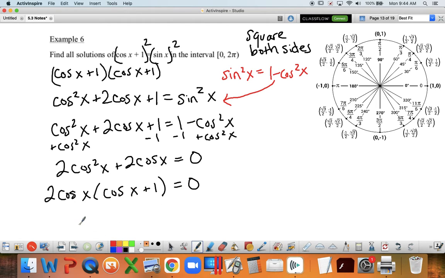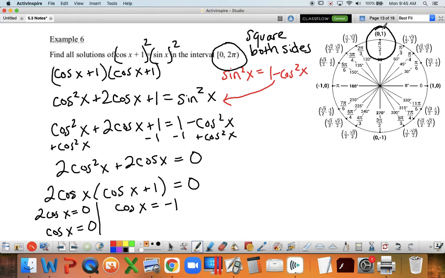So once I do that, I now have my two factors. I can set them equal to 0. So on this one, I get the cosine of x has to be equal to 0. And over here, I get the cosine of x is equal to -1. And because I'm looking for just solutions within an interval, I can just use my unit circle and say, okay, where is the cosine of x equal to 1? Or sorry, equal to 0? We got pi over 2 and 3 pi over 2. So that's going to be 2 of my answers.